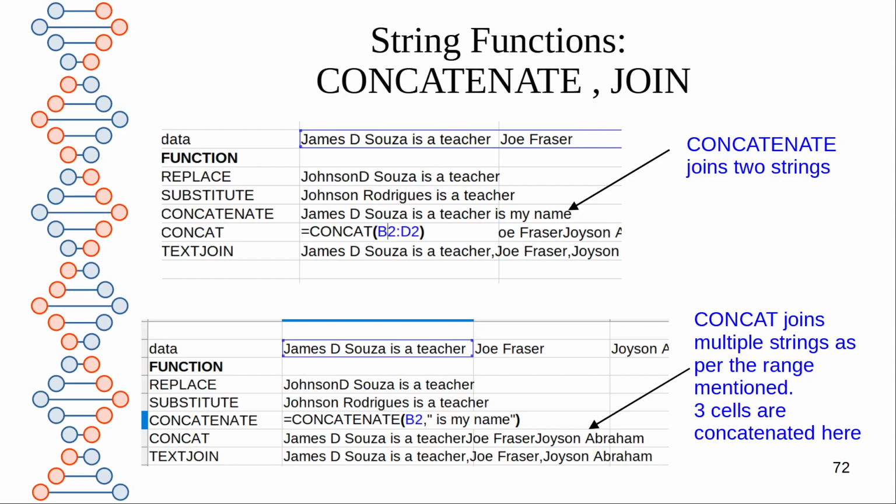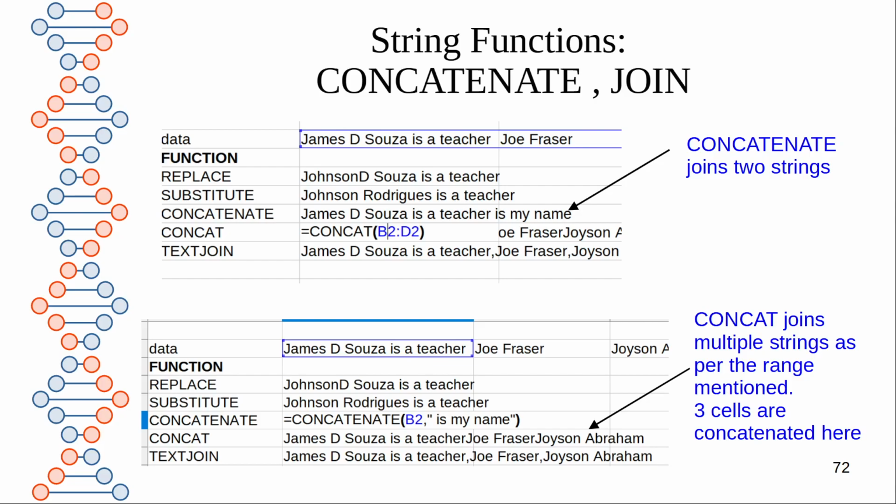The concat function joins multiple strings as per the range mentioned. Three cells are concatenated over here. Your concat function means you can give a range B2 to D2, meaning B2, C2 and D2. So it's a big range of text, and the output will be, if you see, James Jesus is a teacher, Joe Fraser and Joyson Abraham. This is what you get when you apply the concat function.